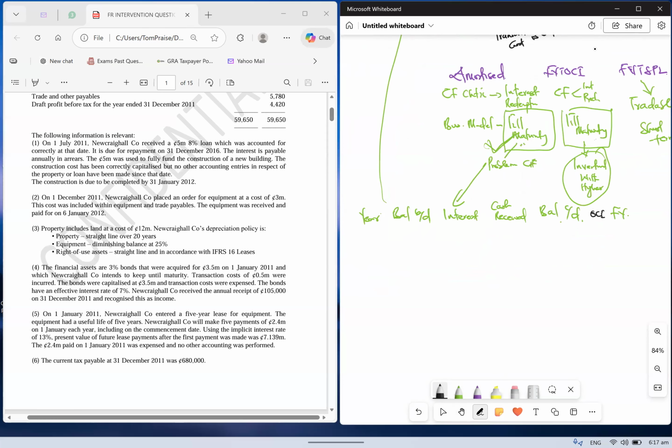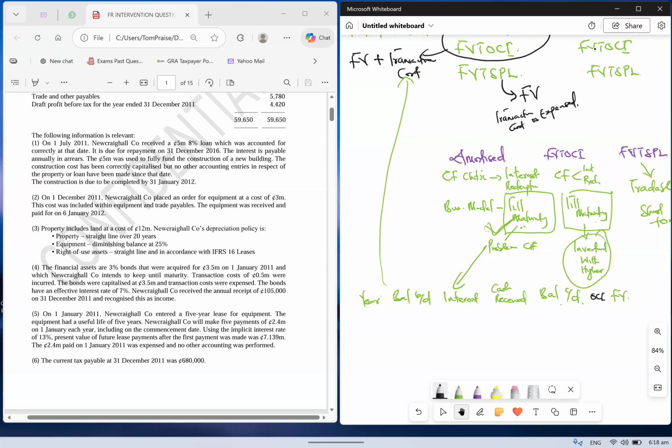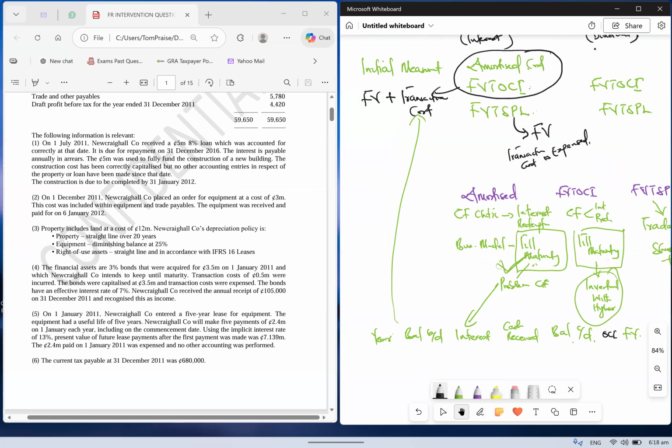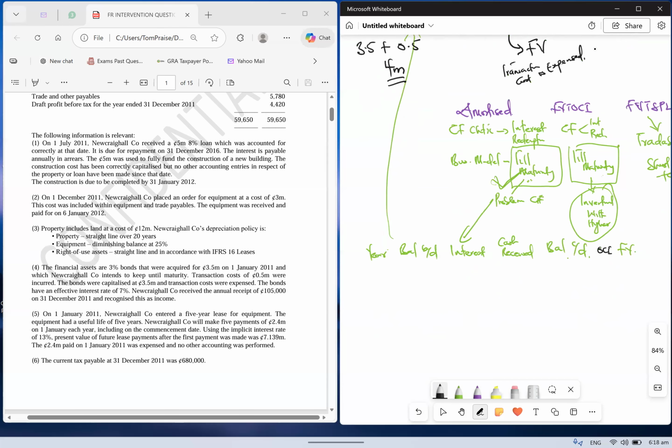So if you look at our question, the initial measurement, therefore, will be how much? Fair value plus transaction cost. The fair value was 3.5. Transaction cost is 0.5. So we have what? 4 million. So you do 4 million. So here we do just 1 year. We do it for 1 year. Only we are interested in 2011. So at the end of 2011, we have 4 million.